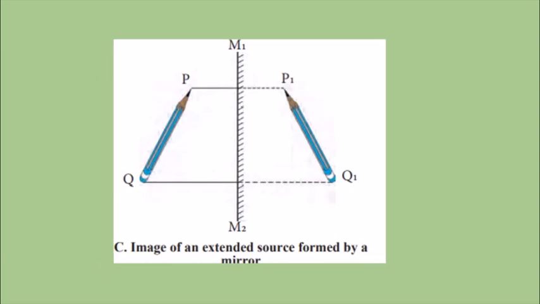Now, if we use an extended source instead of a point source, then an image is formed of every point of the source and it forms an extended image of the whole source. So here in the figure, you can see that the image formed by a plane mirror is of the same size as the source.